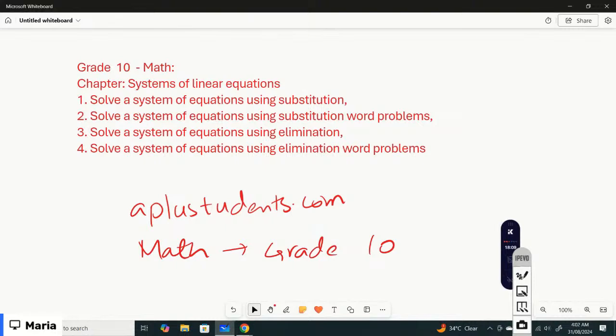Scroll down to grade 10 math and then click on view all lessons. There you can find a list of the chapters. We're going to start with the chapter system of linear equations. The lessons we're going to cover today are solve a system of equations using substitution, solve a system of equations using substitution word problem, solve a system of equations using elimination, and then solve a system of equations using elimination word problems.